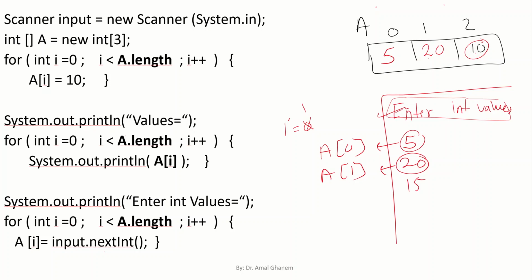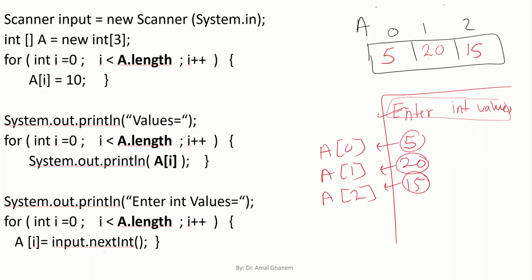Continue with your loop. i will be incremented. i will reach 2. 2 less than length, true. You have to go inside and read a value and save it in the array. We will read the value and save it in the array, a at location 2. Increment i for the last time, we will reach 3. 3 less than 3, false. So this will be the end and you will not save any numbers anymore. So by this loop, you are reading numbers and saving them in your array.